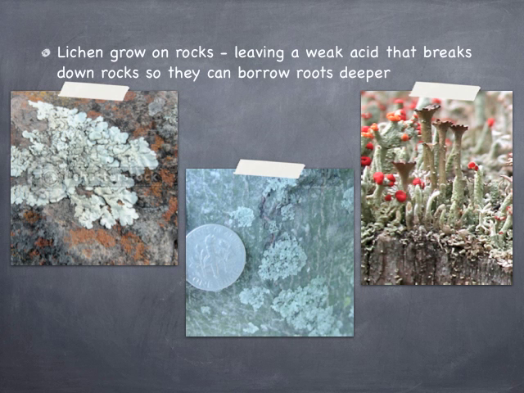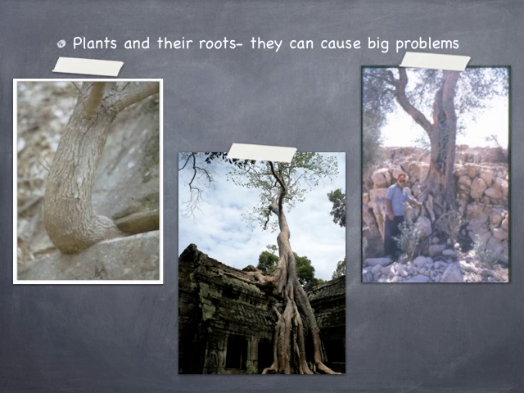It helps them push their roots deeper, and by this acid being applied, it causes the rock to break down. Here's some more plants and their roots. If you see the middle picture, this is where a tree was grown at the base of this structure, and as it's grown upwards, it's just kind of forced its roots in to give it some more support.